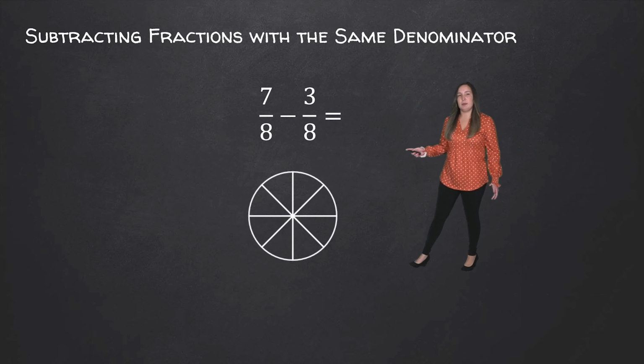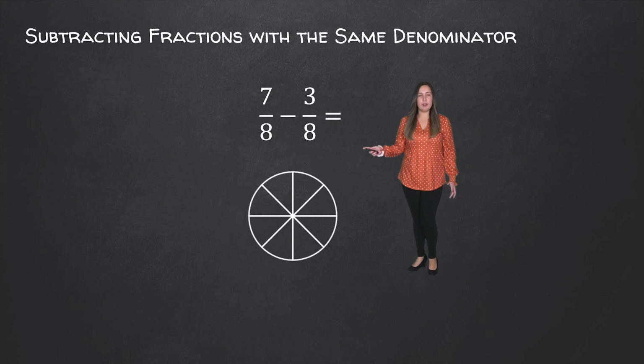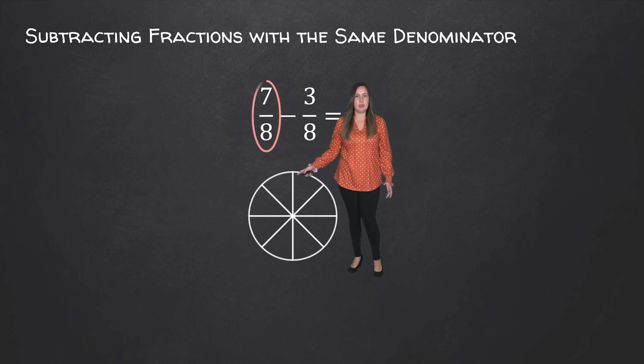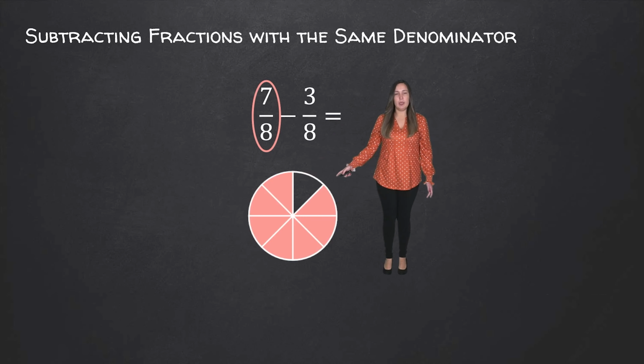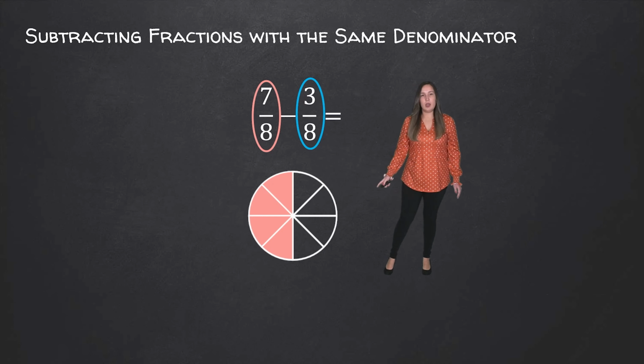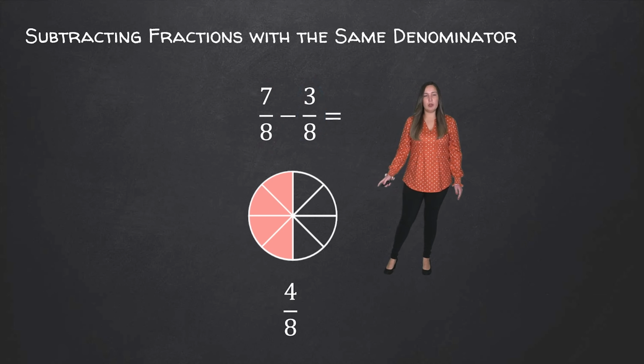Let's do another example. So here we have 7 over 8 minus 3 over 8. So we're going to start off by shading in 7 out of 8 pieces down here. So we have 8 equivalent parts and we shaded in 7. Now we're taking away 3 out of 8, so we're going to cross out 3 pieces out of the 7 that we already have and then remove those pieces because we're subtracting this time. So here we have 4 over 8.